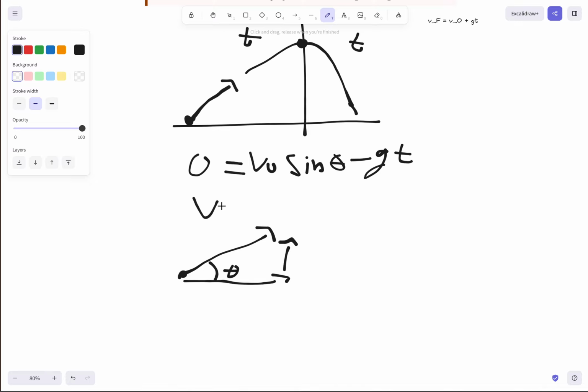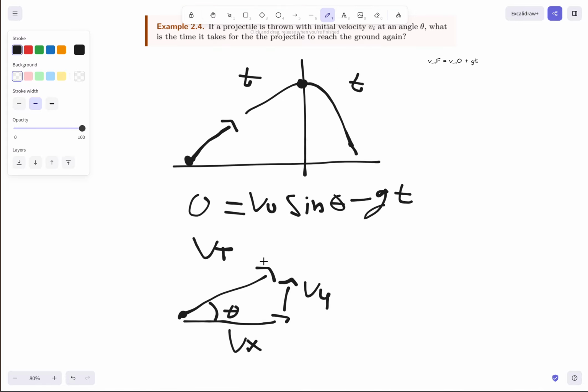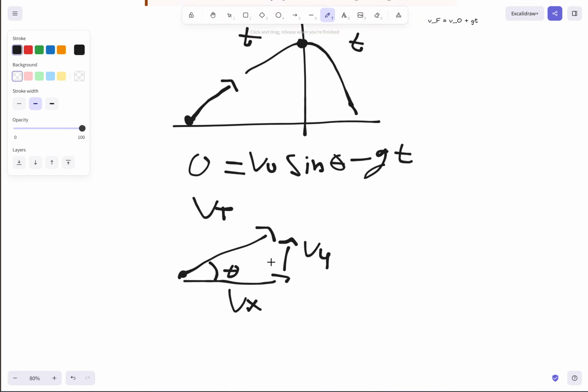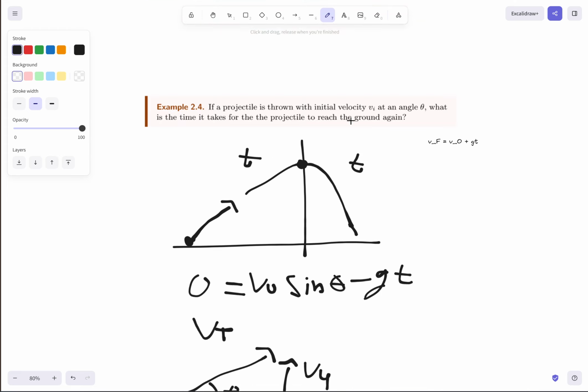So the total velocity vector is going to be this, made of two components. If I add this x component to this y component, it gives me the total velocity. I want to find just the y component, because when I'm talking about when it will reach the ground again, it's always about the y component. How far it goes is the x component. When it reaches the ground again, it's the y component.